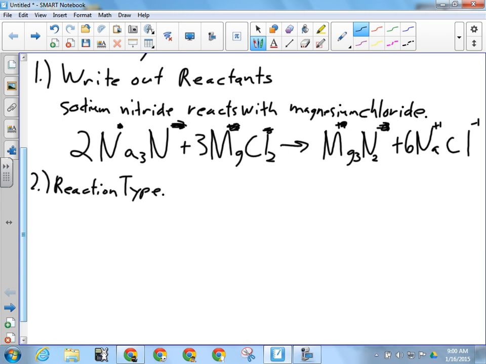And that just happens to make my magnesium work, because there's 3 on the other side. I picked kind of a hard one to balance, but you get kind of the idea there. Does that sort of make sense?